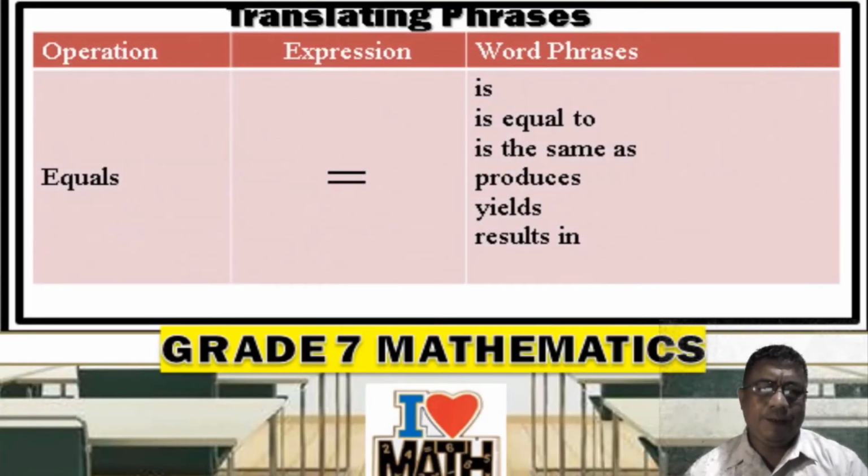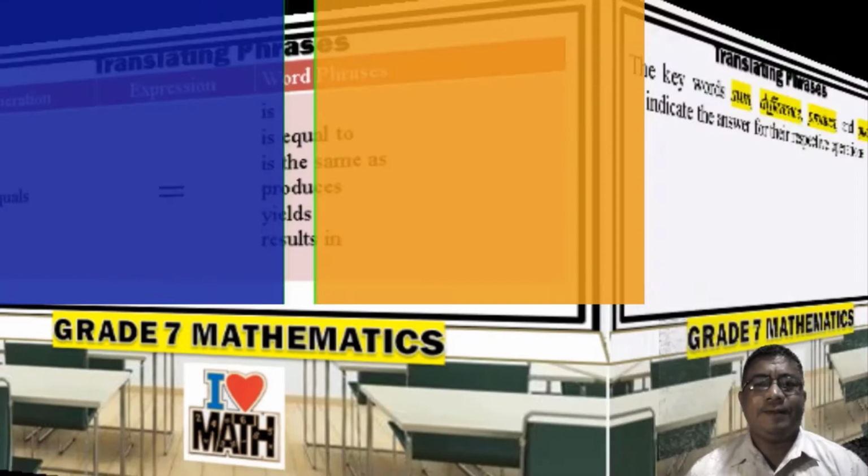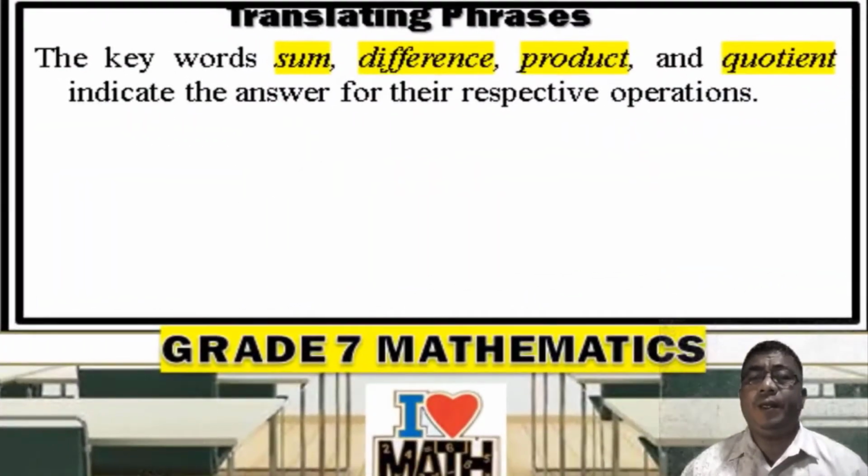Consider the operation for equals. The expression is the equal sign. Word phrases are: is equal to, is the same as, produces, yields, results in. Let's continue. The keywords for sum, difference, product, and quotient indicate the answer for their respective operations.